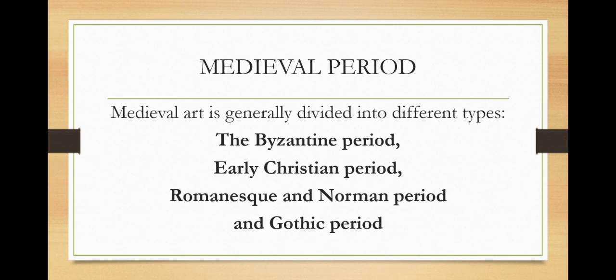So, let's proceed. Medieval art is divided into different types. First is the Byzantine period. Second is the early Christian period. Third is the Romanesque and Norman period. And lastly, the Gothic period.